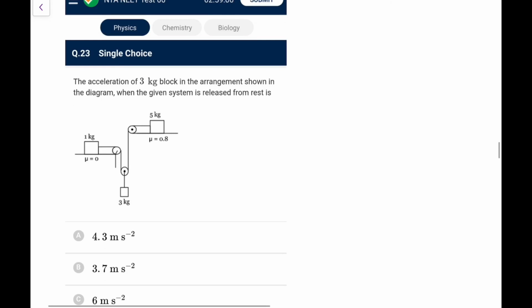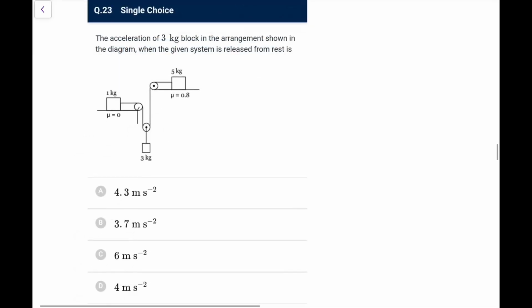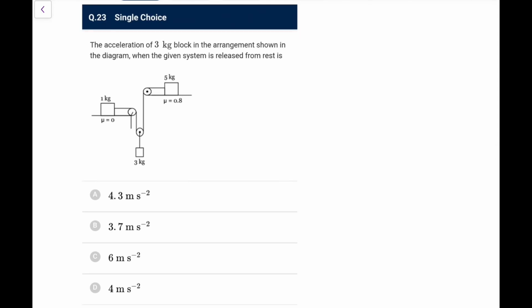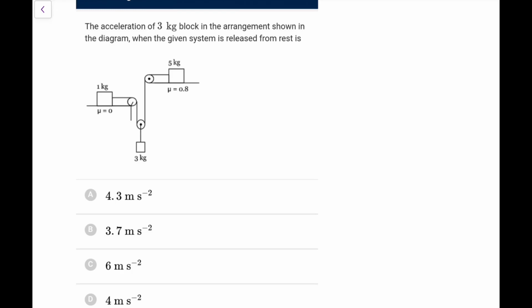No issues. Next. The acceleration of 3 kg block in the arrangement shown in the diagram when the given system is released from rest. So look at it. This is 1, 5 and 3. So what I can say, let's say this tension be T, this be T, this would be 2T. So I can make out 2T will be less than 30 for sure, because it cannot go up. So the maximum tension that we can have is 30 or 15 here. If T could be 15, I can say 2T could be 30.